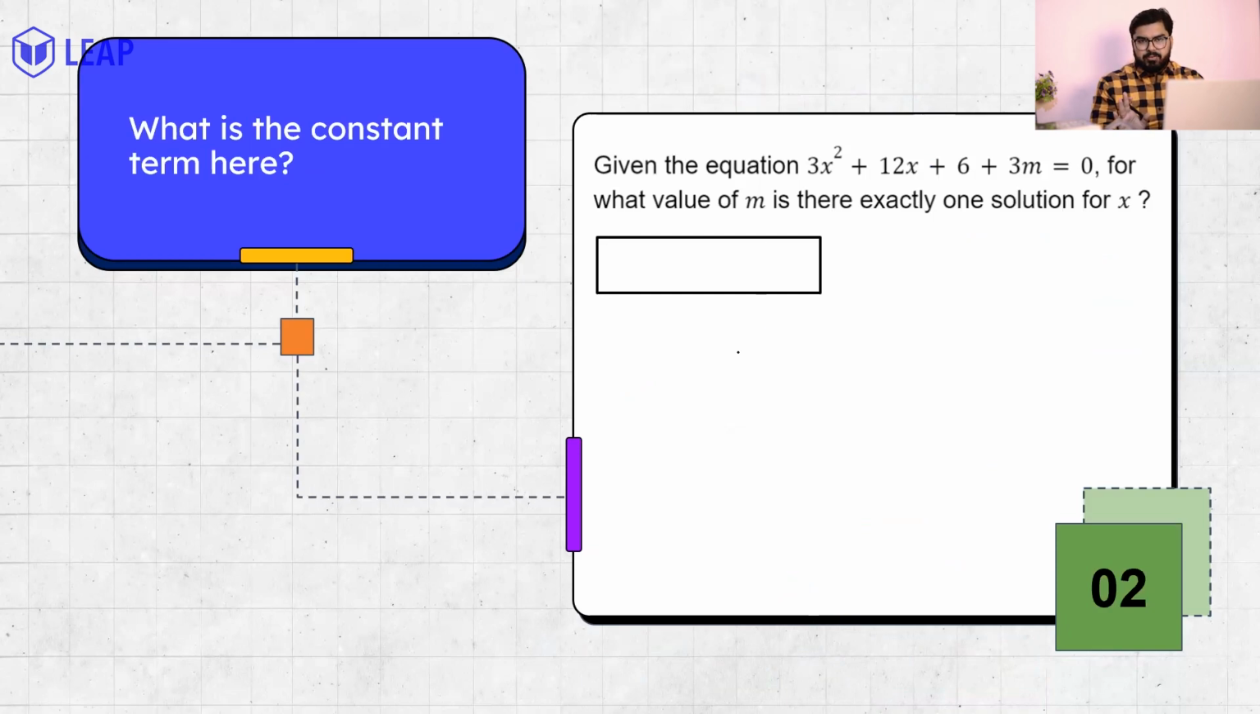So I hope you already have done it. Coming to this question. Given the equation 3x square plus 12x plus 6 plus 3m equal to 0, for what value of m is there exactly one solution? So what kind of equation is it? It's a quadratic equation, right?